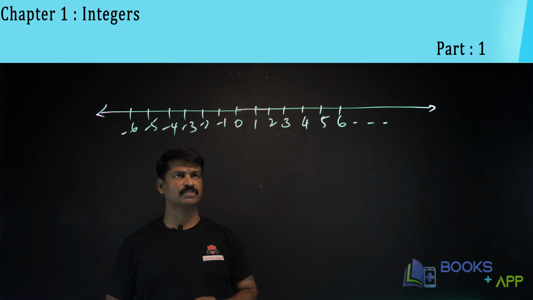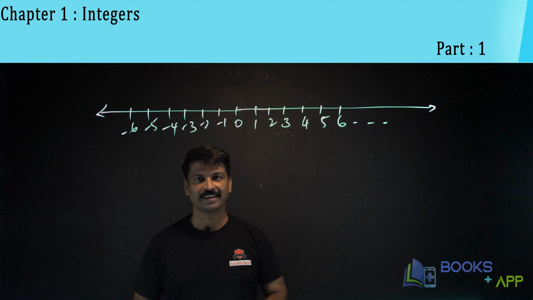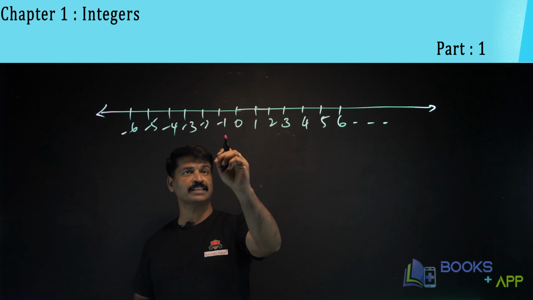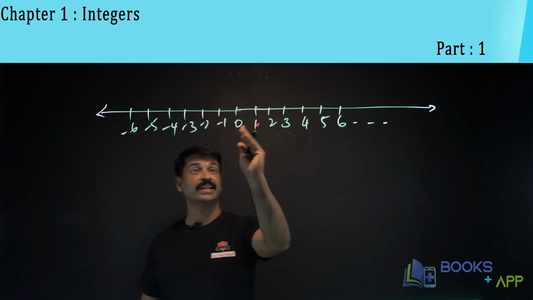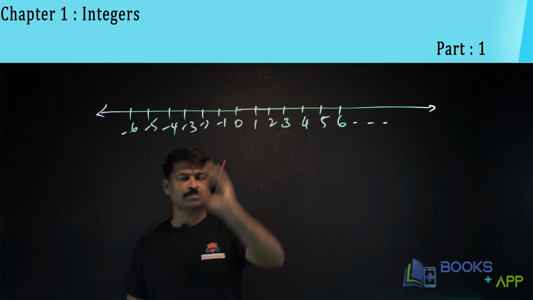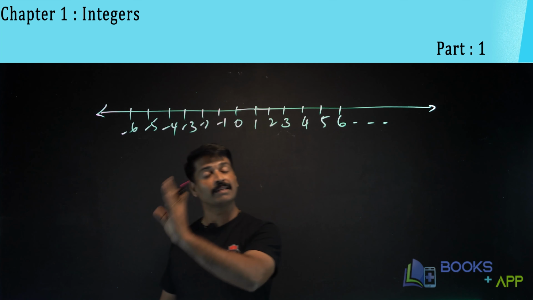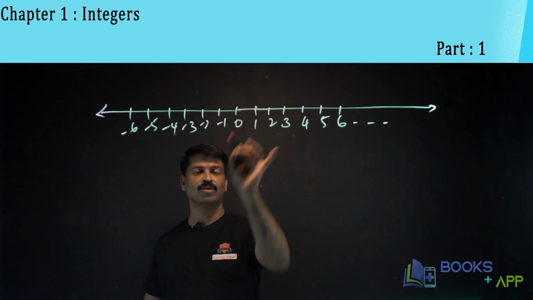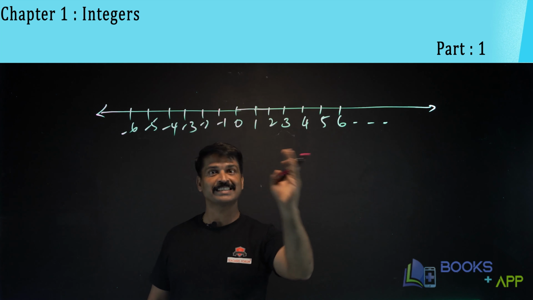Now, how do you compare? Let me ask you some questions. Which is greater, 1 or 6? 6 is greater. Why? Because 6 is on the right side of 1. Now, which is greater, 0 or 1? Yes, 1 is greater. Why? Because 1 is on the right side of 0. So, in a number line, the number that comes on the right side will be greater than the number that is on the left side. Now, what about minus 1 and 0? Which is greater? Yes, 0 is greater because 0 is on the right side of minus 1.